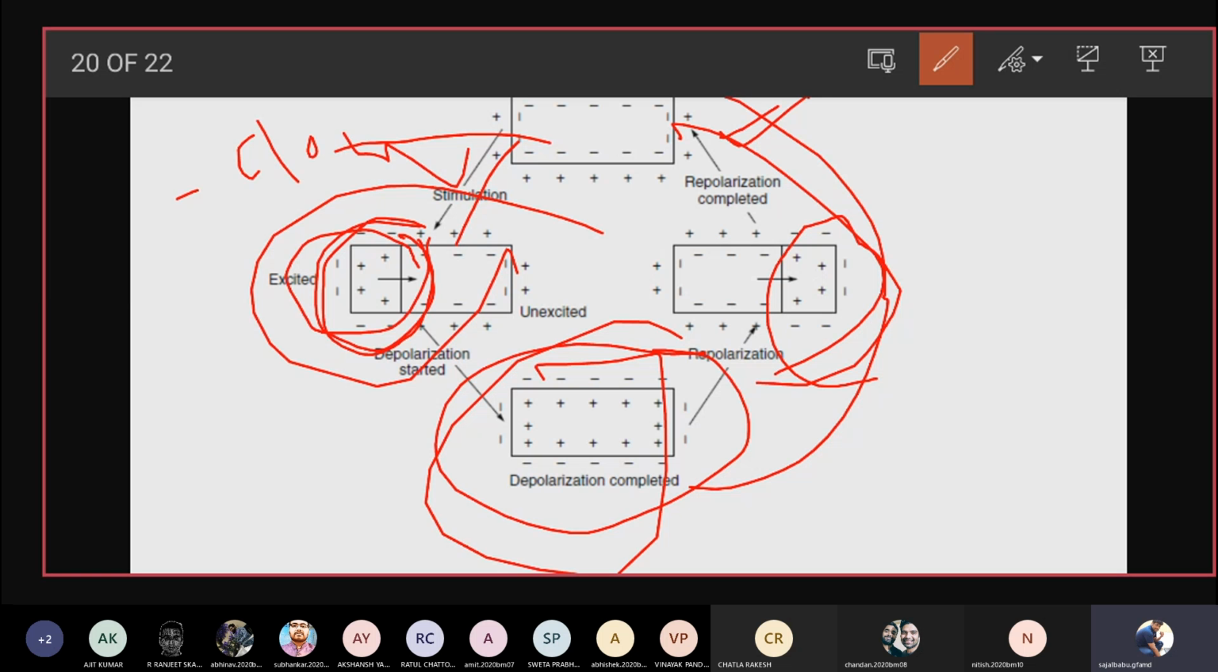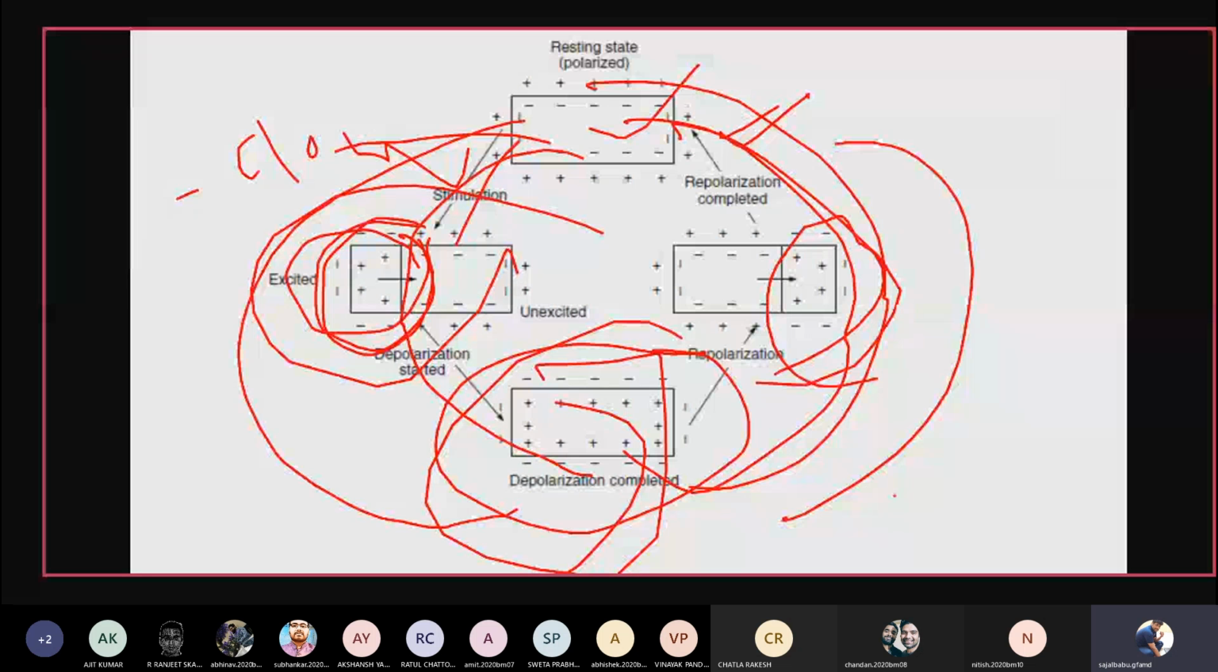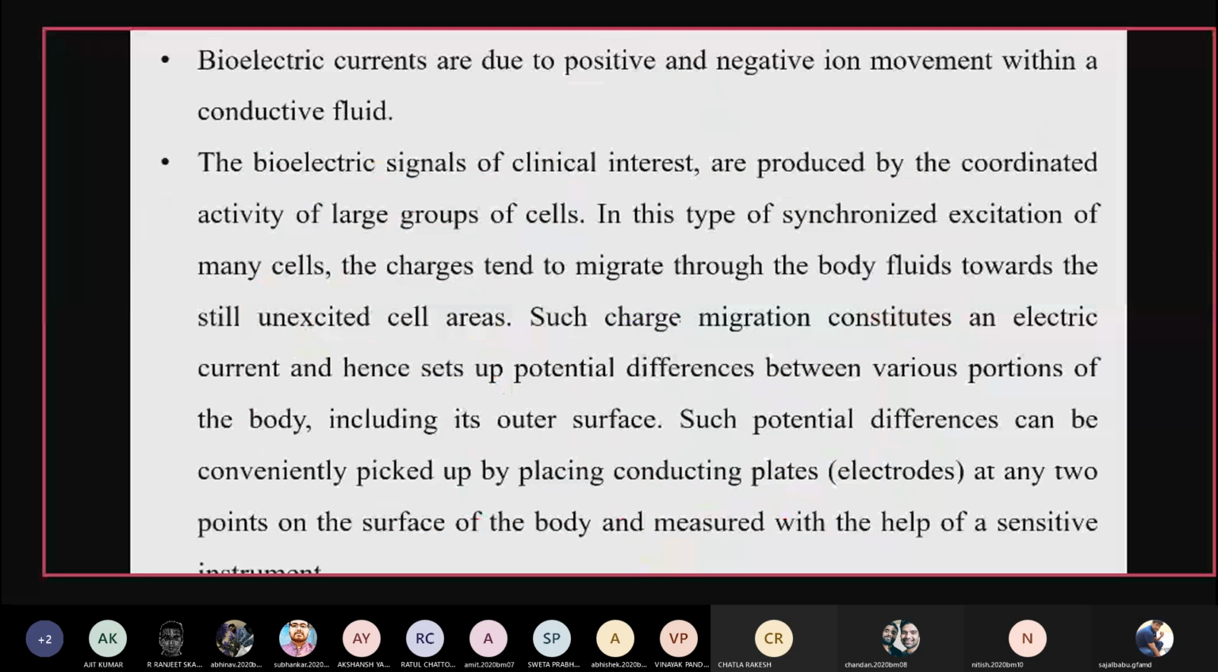Initially the cell will be at rest potential, that is minus 90 millivolts, and then depolarization occurs and it will reach plus 20 millivolts, that is the active potential. Here this is the depolarization state and this is the repolarization state. During depolarization, the cell goes from resting potential to active potential, and during repolarization, from active potential back to resting potential. So this is about the origin of the bioelectric signal.